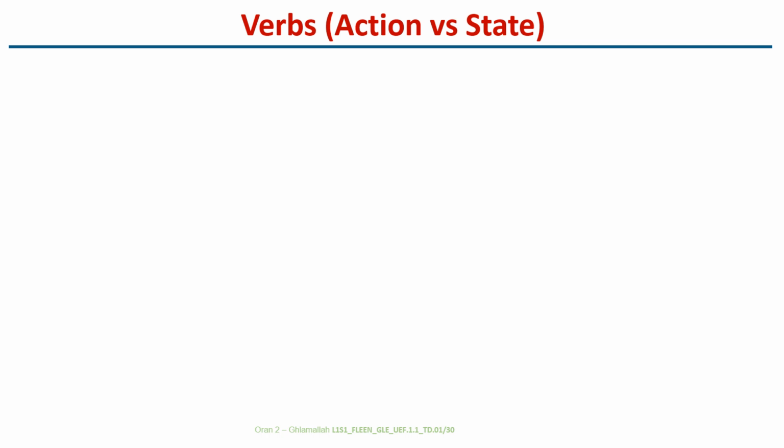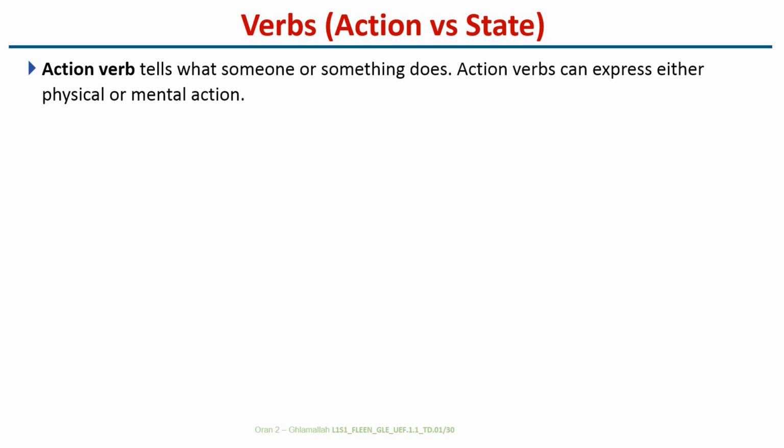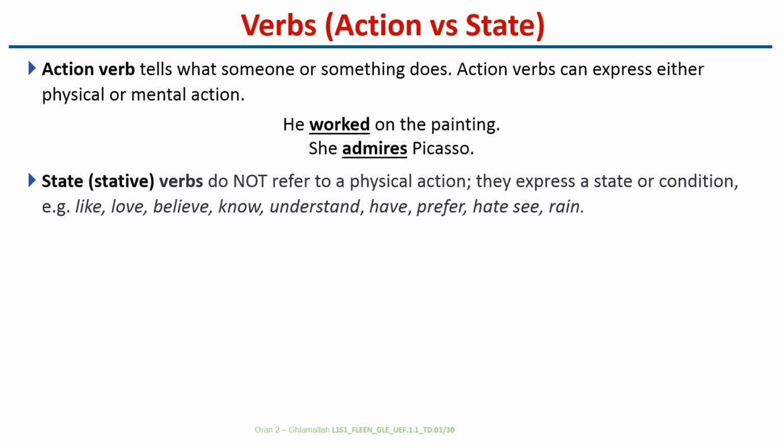Verbs can also be divided into two main categories: action verbs and state verbs. An action verb tells what someone or something does. Action verbs can express either physical or mental action. For example, he worked on the painting, physical action. She admires Picasso, a mental action.